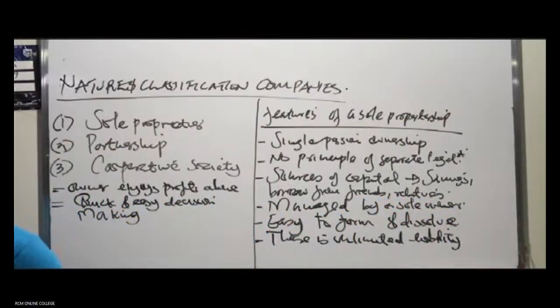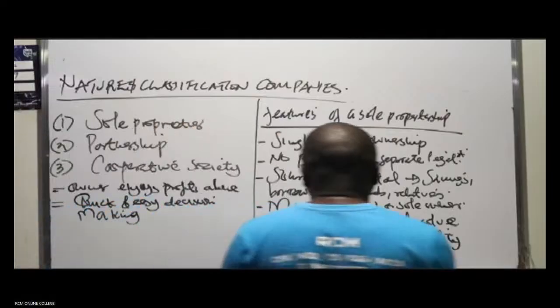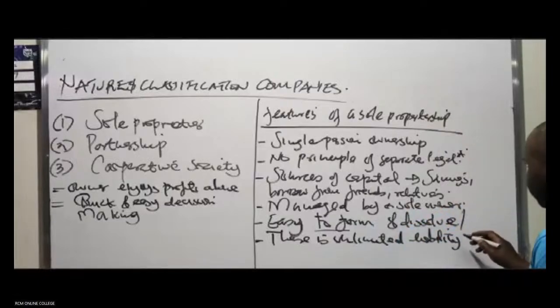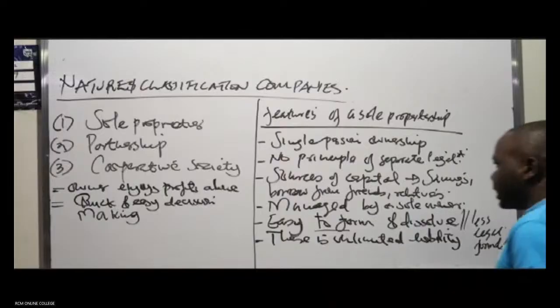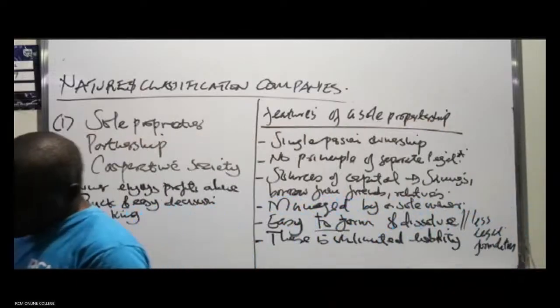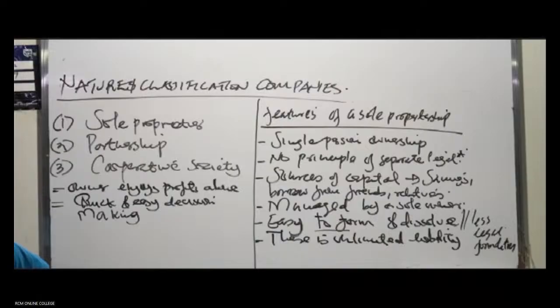What else can we say? Jasmine says less legal formalities. So maybe this one we can relate to the earlier one. Yes, we can also frame this point as less legal formalities when having to form. That is very correct there. Which other points am I seeing here? Limited source of capital, we've mentioned the source of capital. It can be managed by the family or the sole owner. There's no principle of separate legal entities.